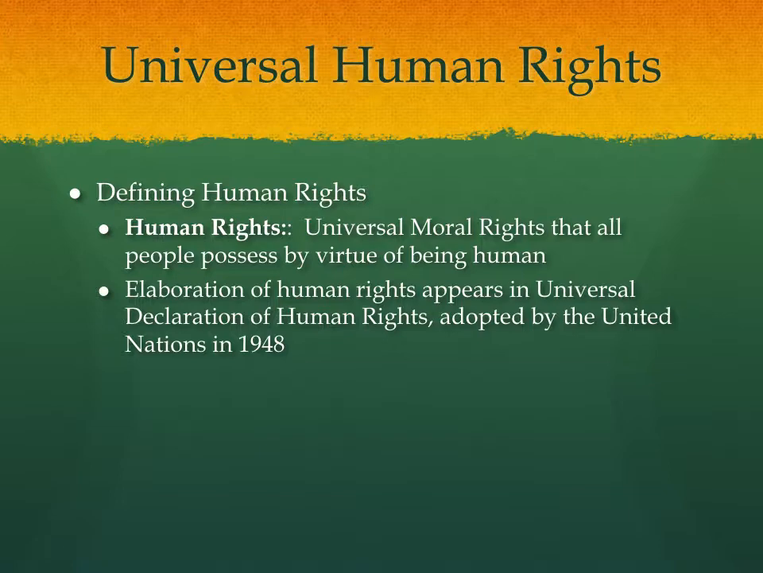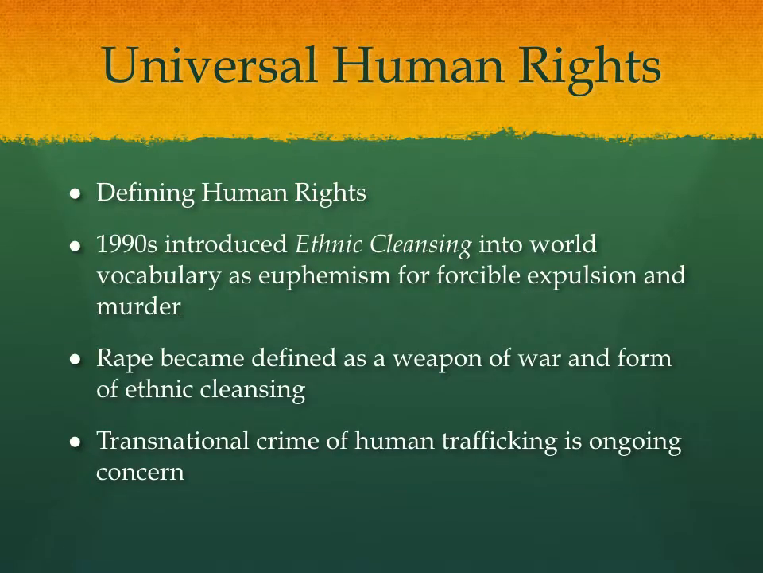Now, over the course of time, it's changed considerably since the 1940s. In the 1990s, we started to think about how we might incorporate things like ethnic cleansing into our world vocabulary about human rights. We know that ethnic cleansing was used as a euphemism for forcible expulsion of people from lands that they were used to living in, or mass murder and genocide. In the 1990s, in Eastern Europe, we were seeing mass genocide and mass killings. That's when we started looking at ethnic cleansing and genocide as an ongoing world issue and not just something that the Nazis engaged in during World War II.